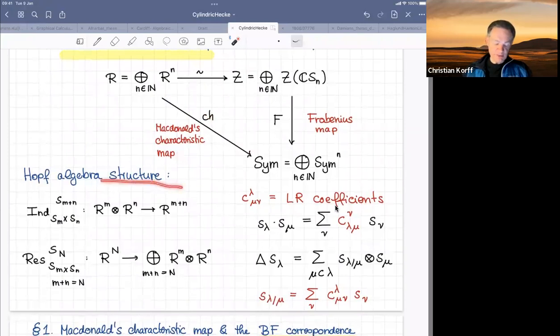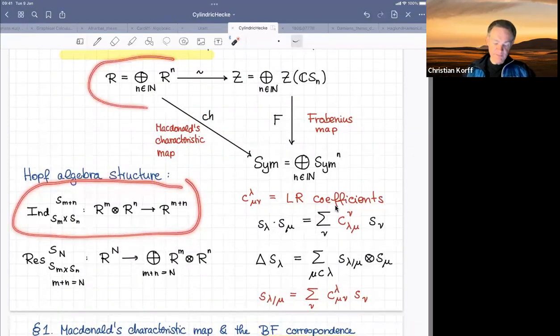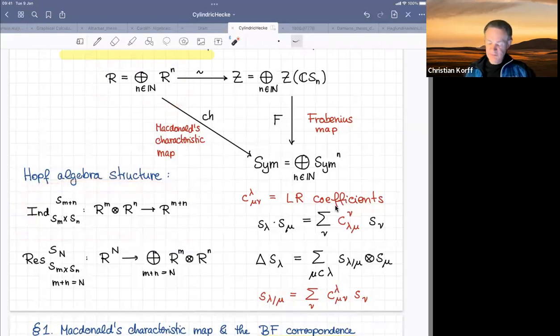So the product structure, which we have up here in this ring, is just the multiplication of two Schur functions, and the expansion coefficients are the Littlewood-Richardson coefficients, which you will have heard of. The important thing is simply that we have now explicitly shown why these should be non-negative integers, because they are just coming from the problem of reducing an induced module into irreducible ones. And because this must be a direct sum, right, we are expecting non-negative integers.